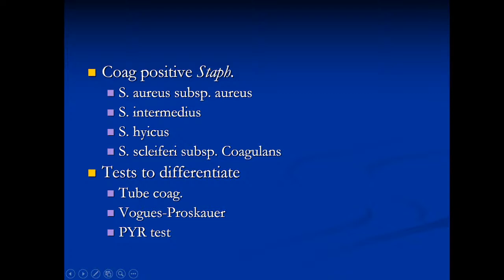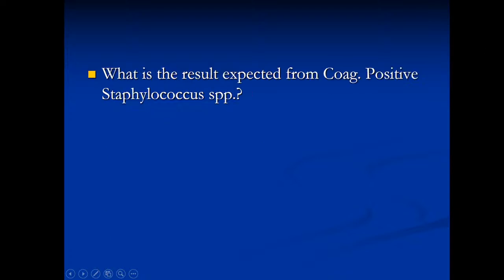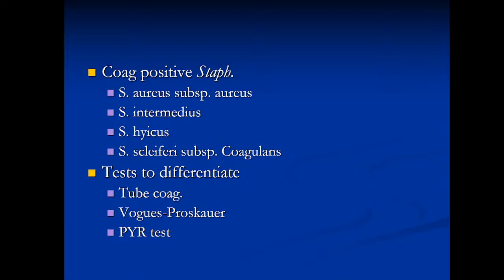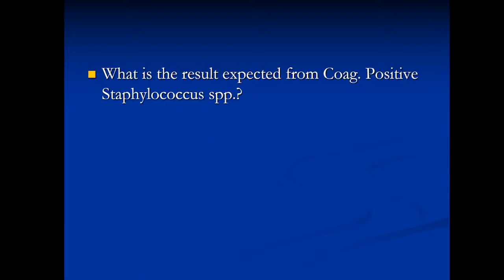Sorry guys. Now, the tests to differentiate all four of these are tube coagulase, Voges-Proskauer, and the PYR test. PYR, again, is another test that we're going to talk about, the pyrrolidonyl test. Basically, tube coagulase will only test positive for Staph aureus. Voges-Proskauer will be the other one, and PYR will be for one specific. We'll see all of them together. All of them rather will test positive for tube coagulase, and some of them will have variable results. And this is what it looks like.